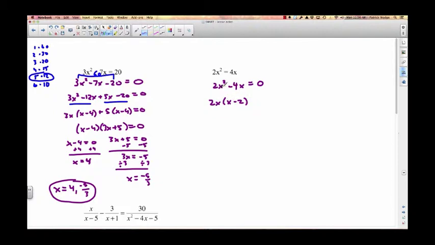2x times x is 2x squared. 2x times negative 2 is negative 4x. It's still equal to 0. Here are your factors. You have one factor here in brackets and another factor here in brackets. You don't have to put in brackets, but I'll put them in so you're clear.